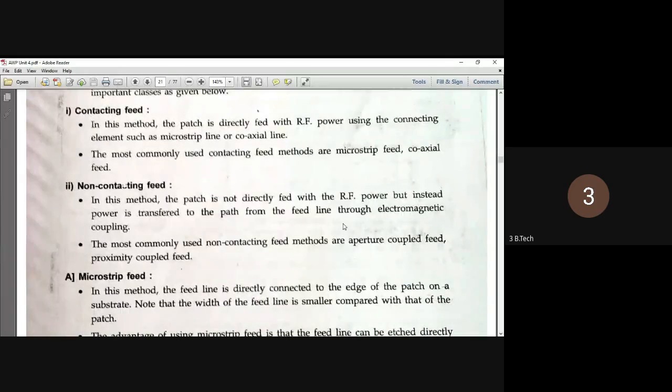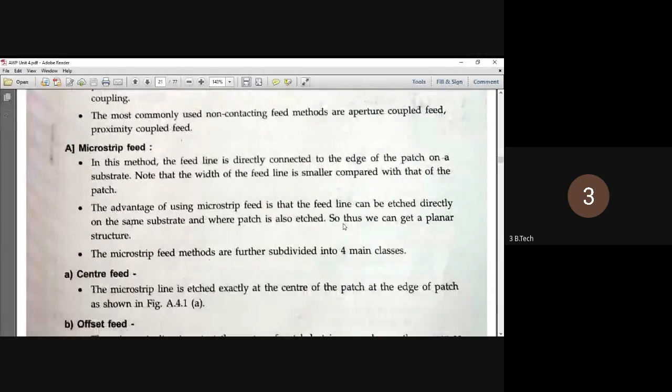So can anyone tell what are the 4 methods of feed? Name the 4 methods of feed of a microstrip patch antenna.